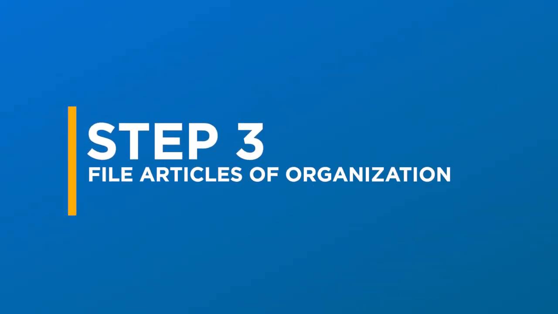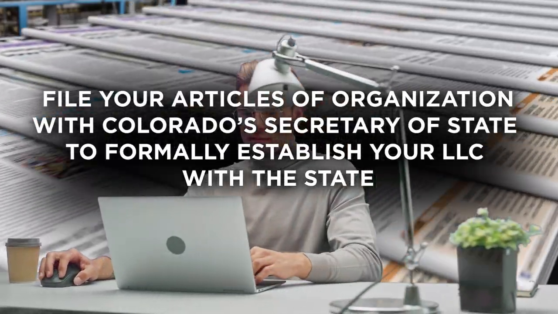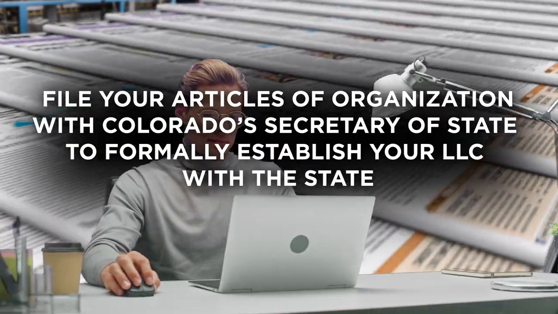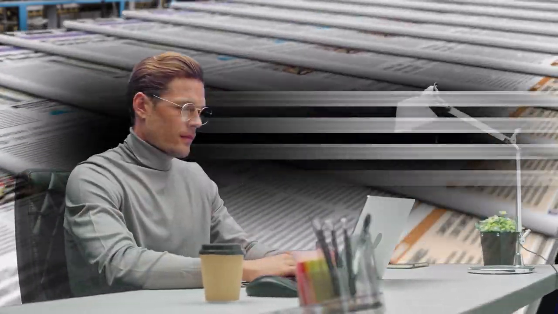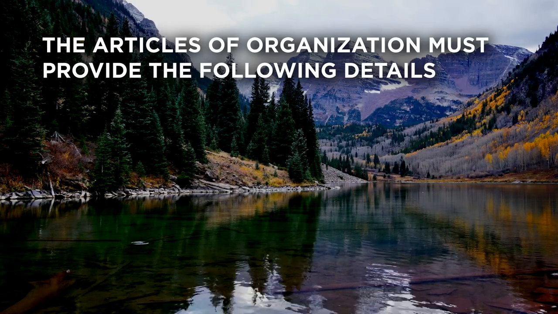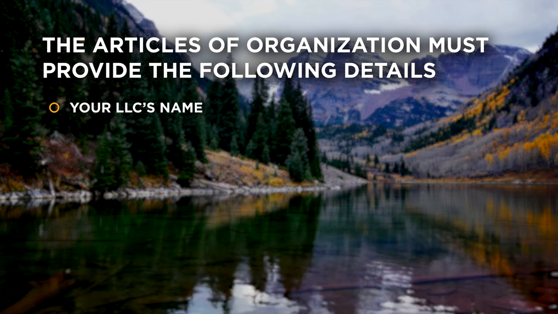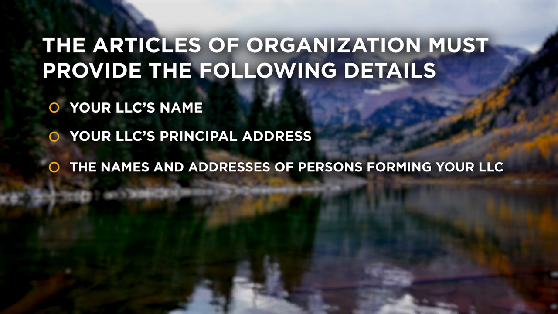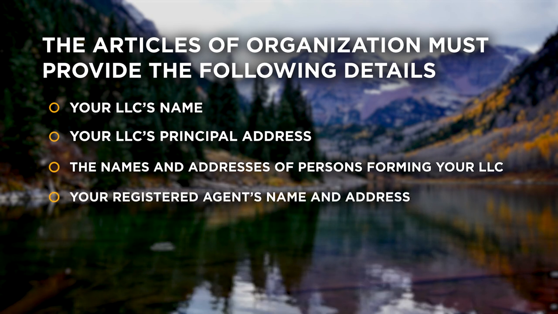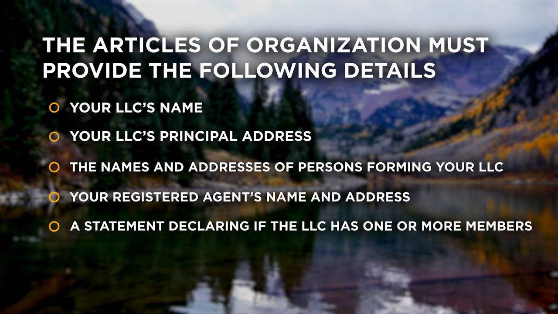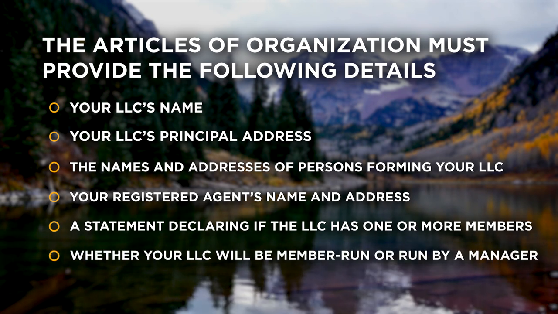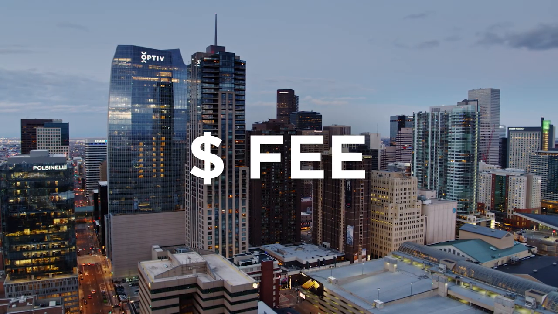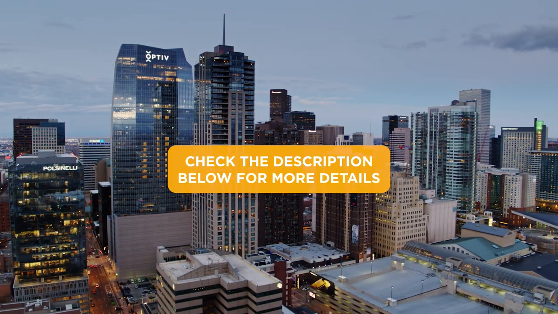Step 3. File Articles of Organization. Next, file your Articles of Organization with Colorado's Secretary of State. Doing this formally establishes your LLC with the state. The Articles of Organization must provide the following details: your LLC's name, your LLC's principal address, the names and addresses of persons forming your LLC, your registered agent's name and address, a statement declaring if the LLC has one or more members, and whether your LLC will be member-run or run by a manager. Note that there is a fee. Check the description below for more details.